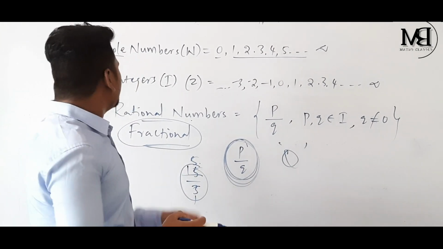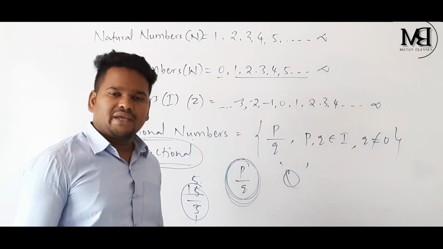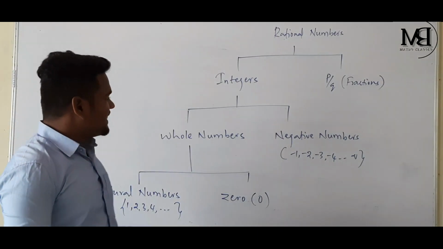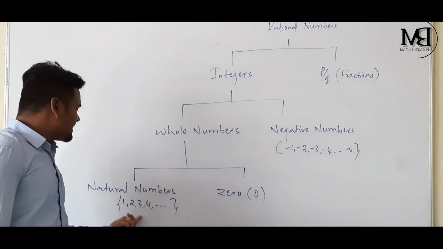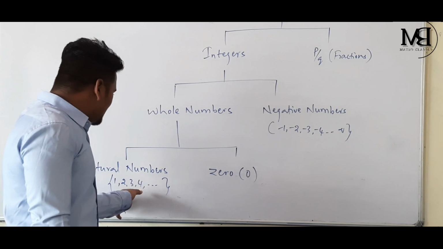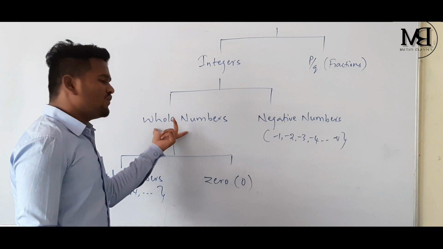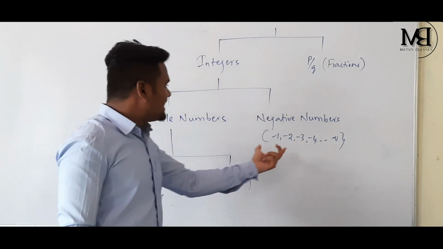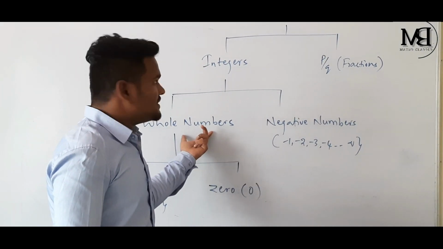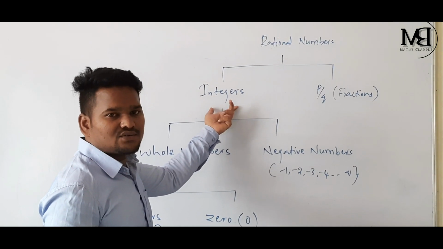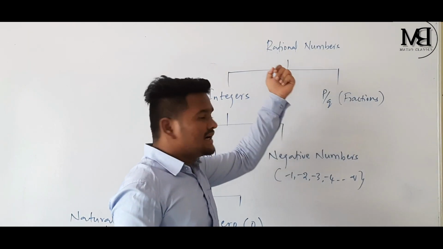Now, hope you understood about natural numbers, whole numbers, integers and rational numbers. Let's revise the numbers by using this tree diagram. See children, first natural numbers, countable numbers, are 1, 2, 3, 4, 5, 6 and so on. To the natural number set I added 0, and the new set became whole numbers. To the whole numbers I added the negative numbers, and the new set I got is integers. To the integers I added fractions which are in the form of p by q, then I got rational numbers.